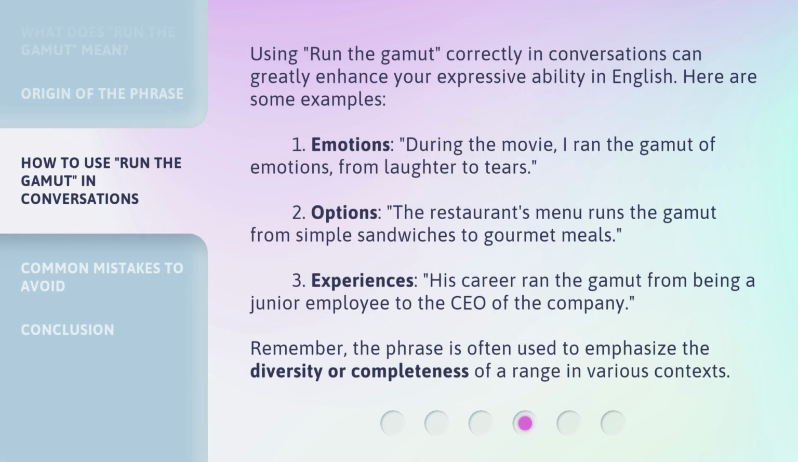Using "run the gamut" correctly in conversations can greatly enhance your expressive ability in English. Here are some examples. 1. Emotions: "During the movie, I ran the gamut of emotions, from laughter to tears." 2. Options: "The restaurant's menu runs the gamut from simple sandwiches to gourmet meals." 3. Experiences: "His career ran the gamut from being a junior employee to the CEO of the company." Remember, the phrase is often used to emphasize the diversity or completeness of a range in various contexts.